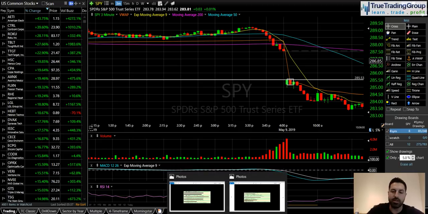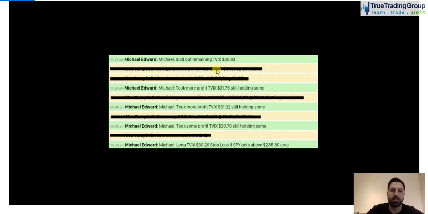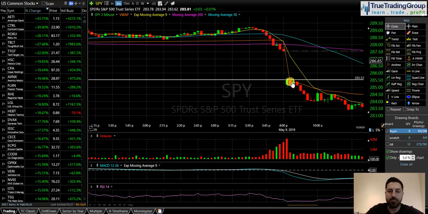I'll take it to my trade announcements. I had to separate my trades into two separate screenshots because I was pretty active today. Here you guys can see we're long the TVIX at 30.26. Stop loss if the SPY gets back above the 285.80 area. So long the TVIX right here.